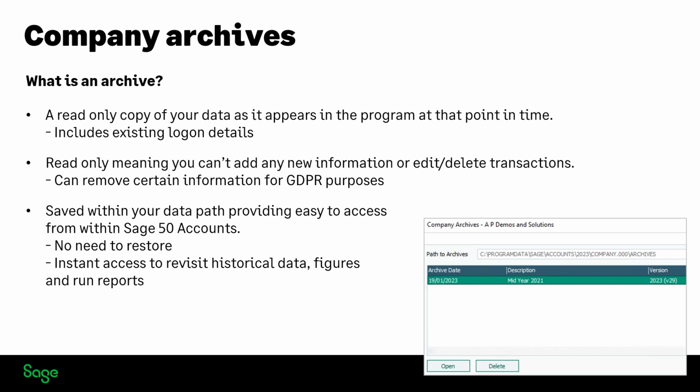And an archive is basically a read-only copy of your data. So when you create an archive, and we'll show you that in a few minutes, it takes a copy of your data as it stands. So as it appears in your program at that point in time, all your historical information, current information, even if you've entered future information, it's an exact copy of your data as it stands. And that obviously includes your logon details as well. And logon details is one of the key points. So when you access an archive company, you'll need to remember whatever the logon details were at that point in time so you can access it.